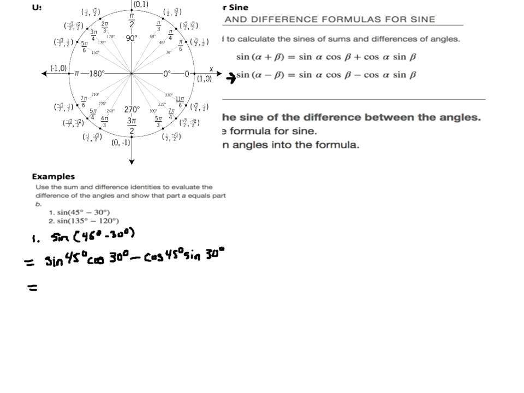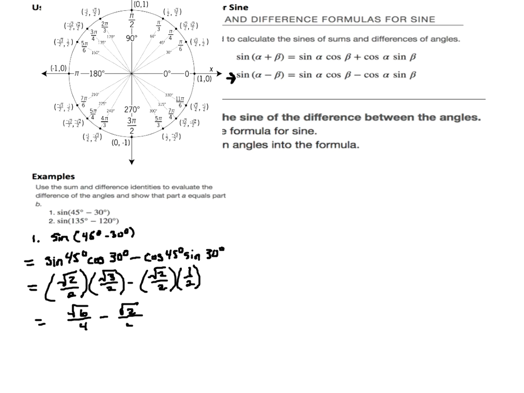Now we just need to go grab our values. The sine of 45 degrees is square root 2 over 2. The cosine of 30 degrees is square root 3 over 2. Minus the cosine of 45 degrees, square root 2 over 2. The sine of 30 degrees is 1/2. So we have square root 6 over 4 minus square root 2 over 4. So my exact value there is square root 6 minus square root 2 over 4.